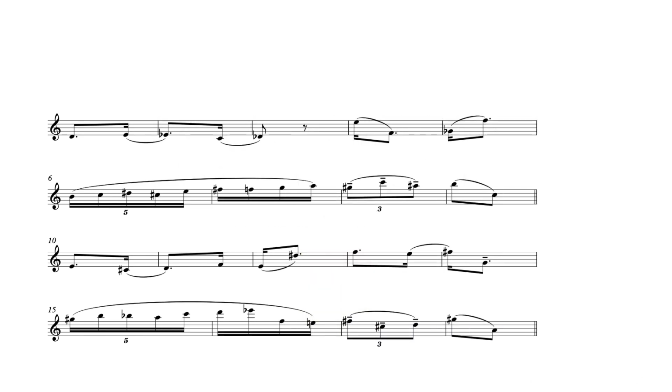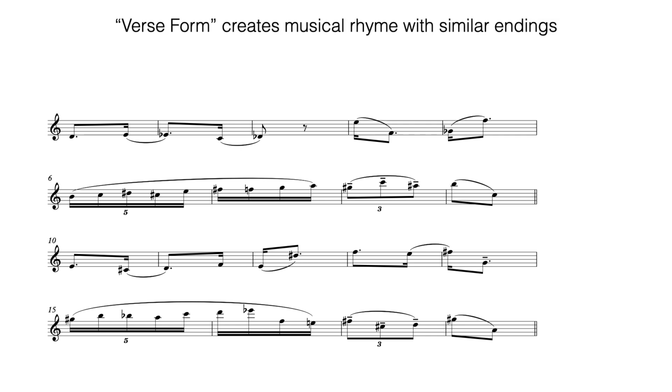This is the first half of a short movement for solo flute or oboe. It is written in what the composer calls verse form, a series of melodic lines, like the lines of a poem, that create a musical rhyme scheme by ending in a similar way. Here, we have two pairs of lines, each marked by a double bar line in the form A-B-A-B.